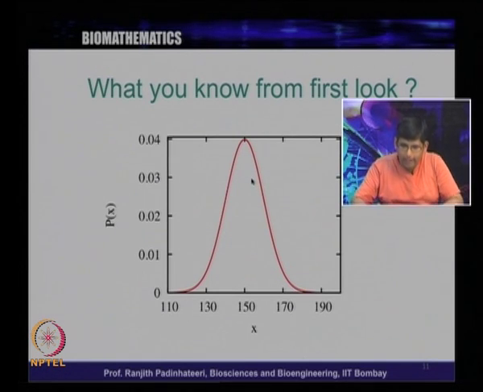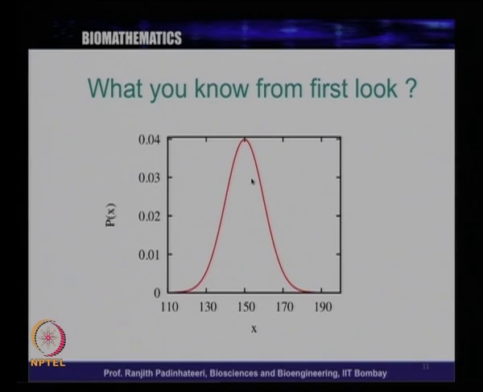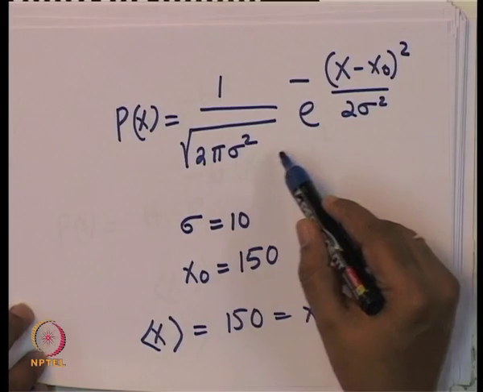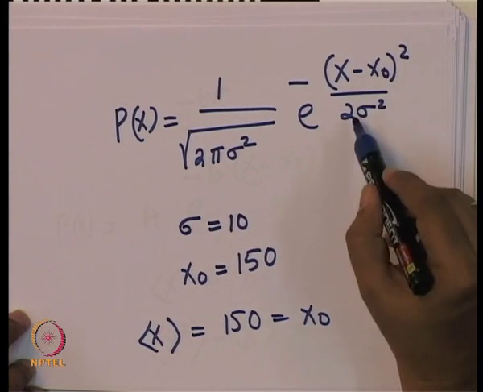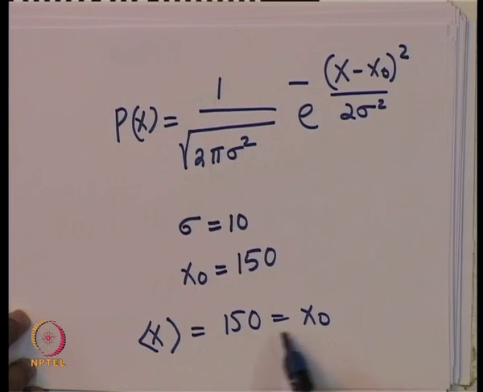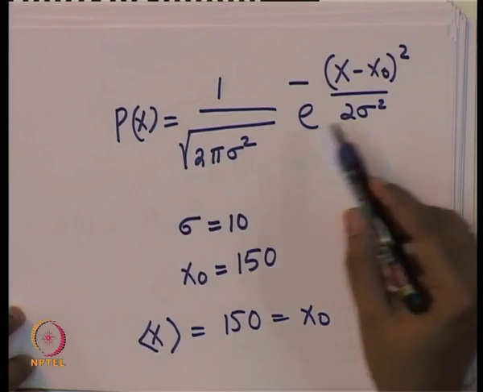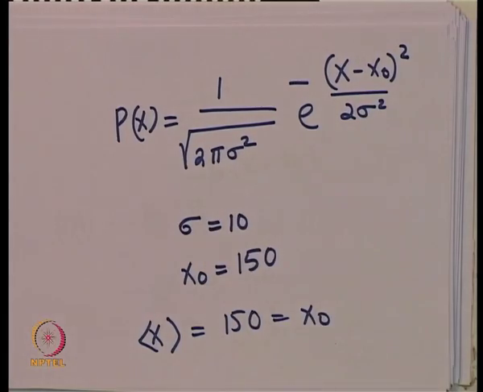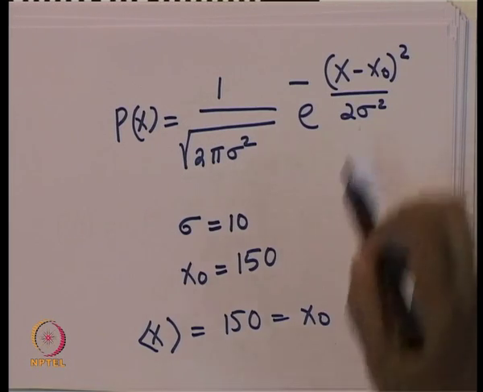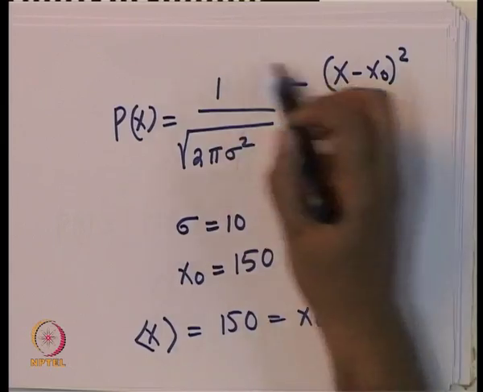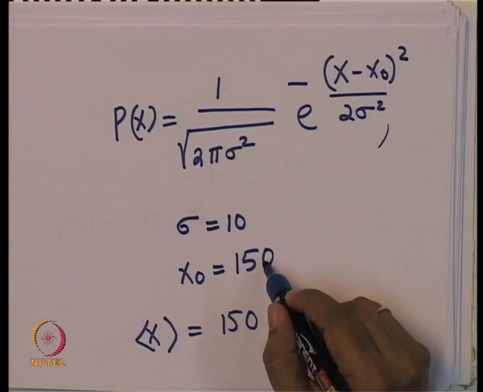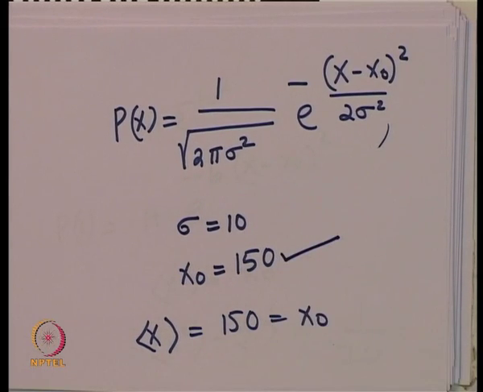Look at the slide here. We know that p of x is 1 by root of 2 pi sigma square, e power minus (x minus x 0) whole square by 2 sigma square, and x average is 150, which is x 0. Note a couple of things: if you know x 0 and sigma, you know everything about p of x. You have to know only two things, x 0 and sigma. I told you that we can find x 0 by looking at the peak.